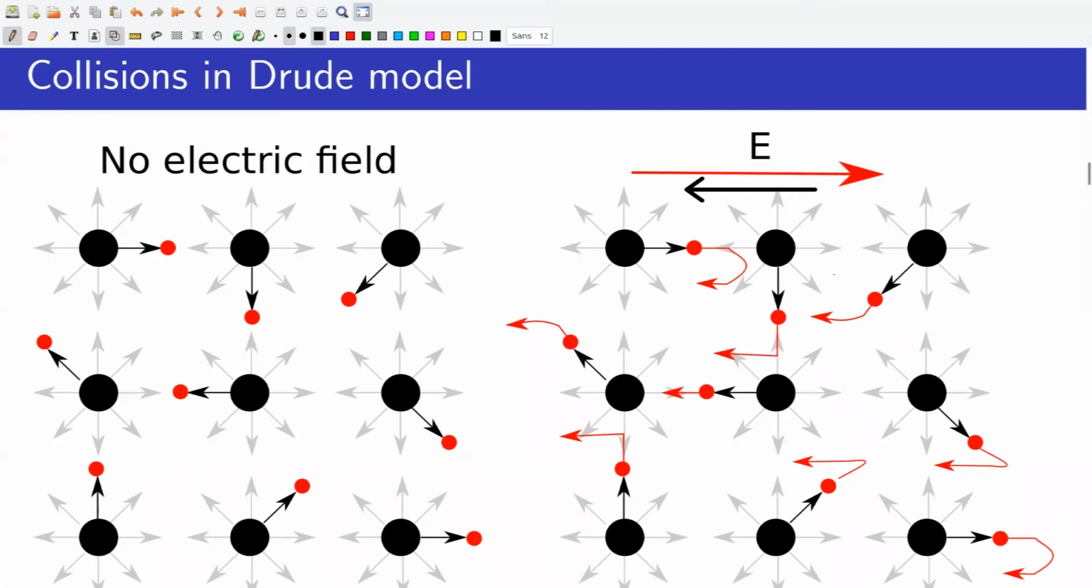For example, you see electrons are still getting scattered in random directions. In this case, it is getting scattered in this direction. However, since there is some force in this direction, it will initially start moving in this direction and then gradually it will turn around. Similarly, in this case, it will start moving in this direction initially after the collision, but gradually it will turn around. As a result of this coordinated motion, we expect to see some current in this case.